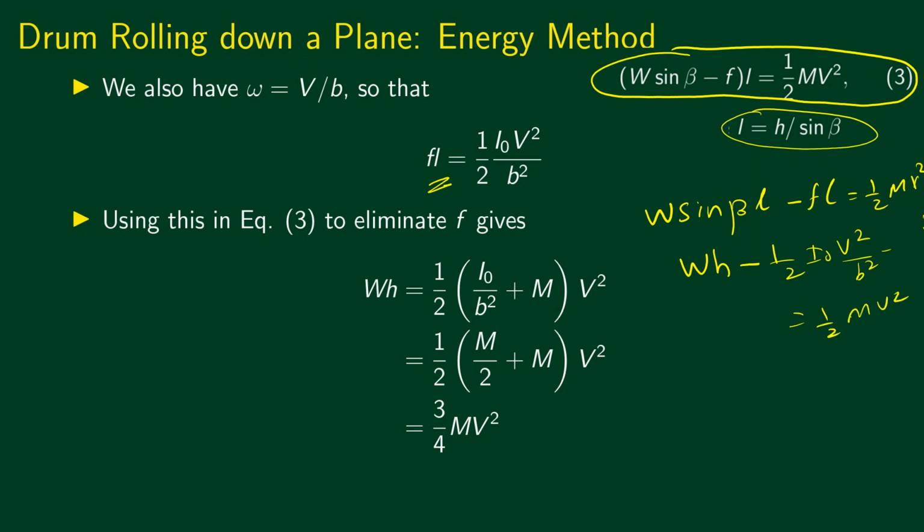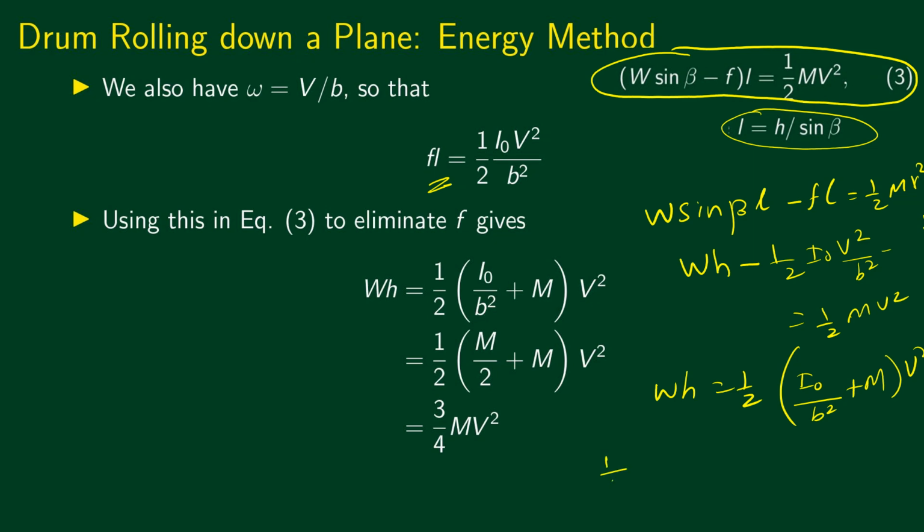Okay, so WH, we can take to the other side. WH is equal to half, we can take that outside, and what remains is I0 divided by b square plus m. Again v square can be taken outside as common. All right. So this is half I0 divided by b square plus m into v square. That is what WH is.